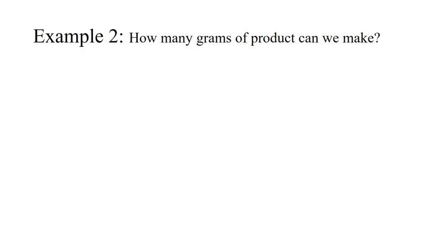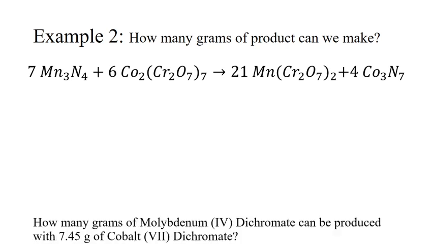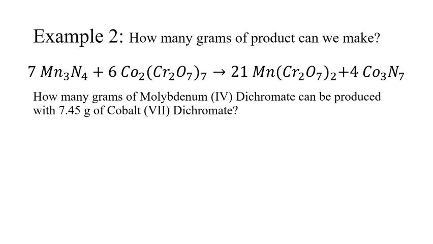An example of grams of product. So, we've got this balanced chemical equation here, and we ask how many grams of molybdenum 4-dichromate can be produced with 7.45 grams of cobalt 7-dichromate. So, molybdenum 4-dichromate, right there, that's what we're looking for. We're starting with a number of grams of cobalt dichromate. So steps, start with what you know. We know we've got 7.45 grams of A. Then we convert to moles.